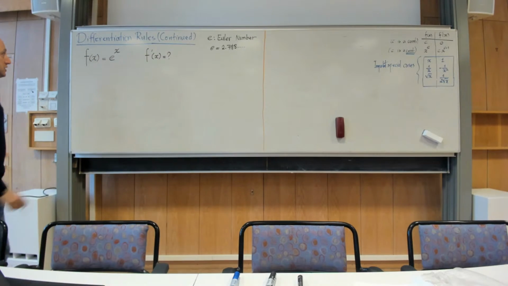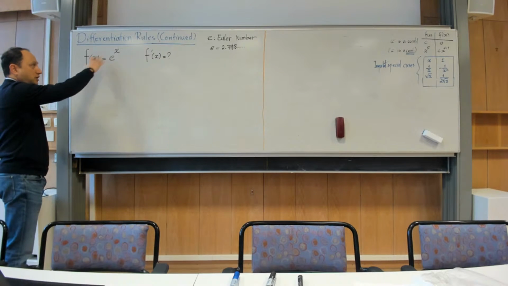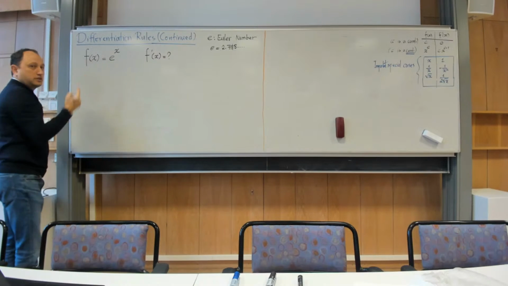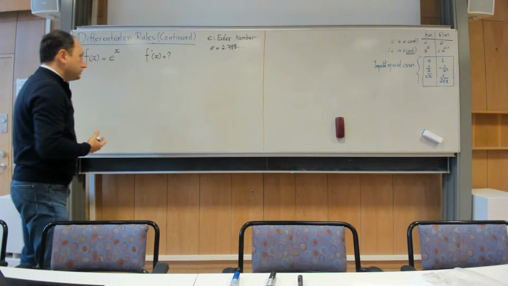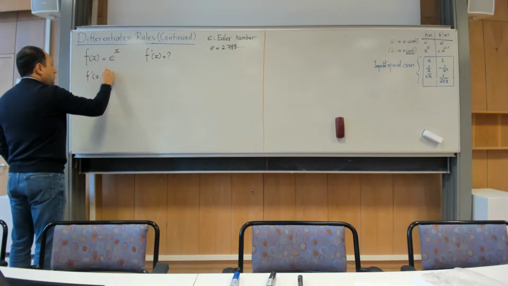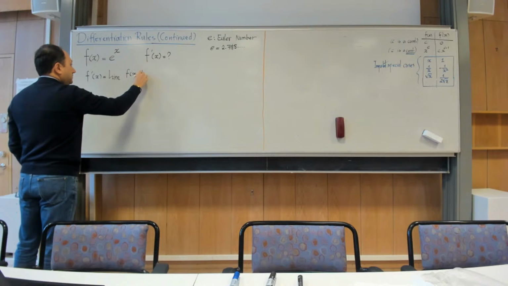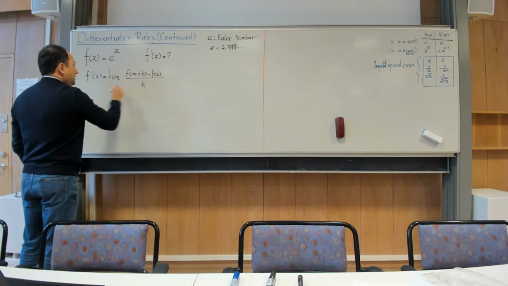I just want to tell you what is going to happen, but I'm not able to cover all the details. If I want to calculate the derivative, there is only one way for me to do that, and that's the definition of the derivative. So I know that f prime of x is equal to the limit of f of x plus h minus f of x, divided by h, as h goes to 0.